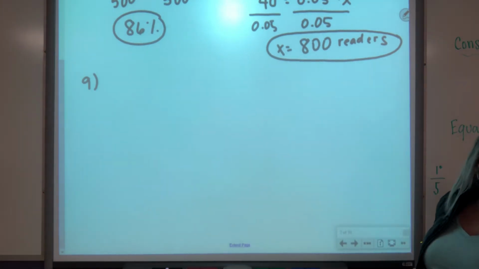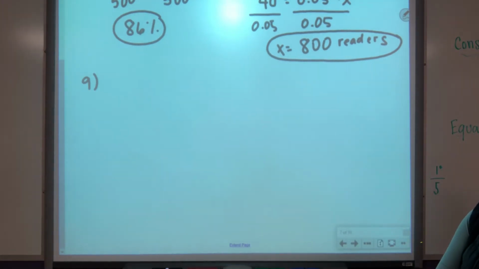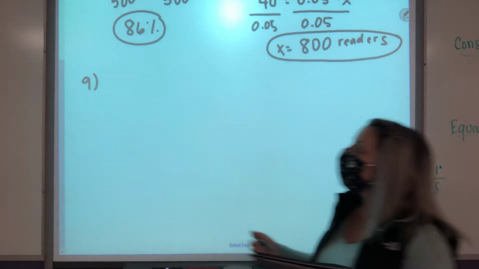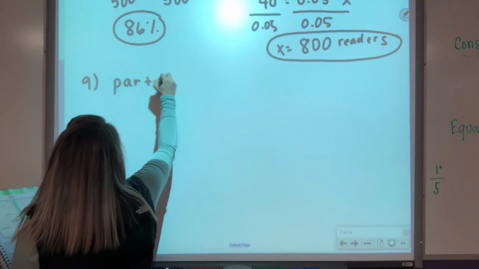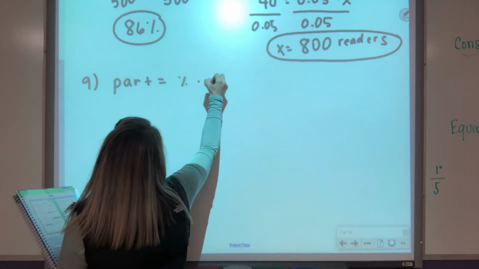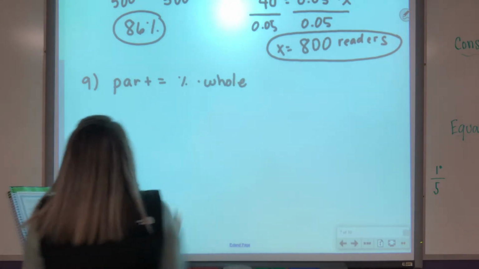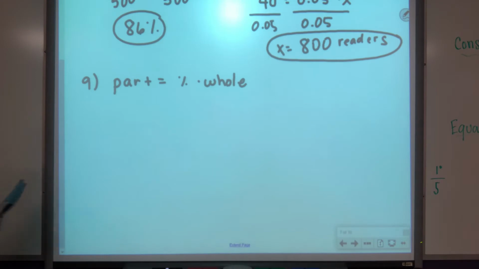Okay, number 9. What percent of the 16 gigabyte hard drive shown is used for photos? Okay, so again, we're looking for a part is equal to the percent times the whole. Okay, what information did the picture give us? Tucker? Photos are 3.32 gigabytes. Very good. So the photos, is that part of the gigabytes or is that all of the gigabytes? Part. That's part of the gigabytes.